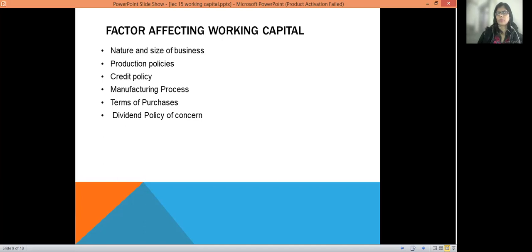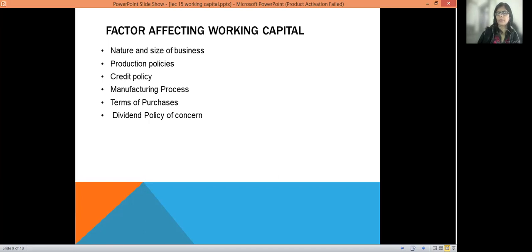Now, what is production policy? Production policy means how much time you will take to produce the goods. So that is your production policy, how you're going to manage the things. So you have to make arrangements of raw material and all the things related to that for that particular period of time. That's why production policy matters a lot.